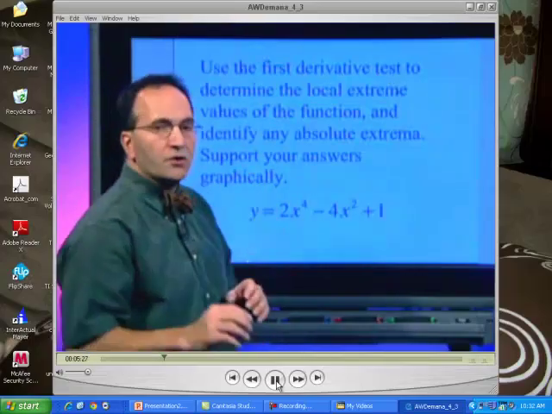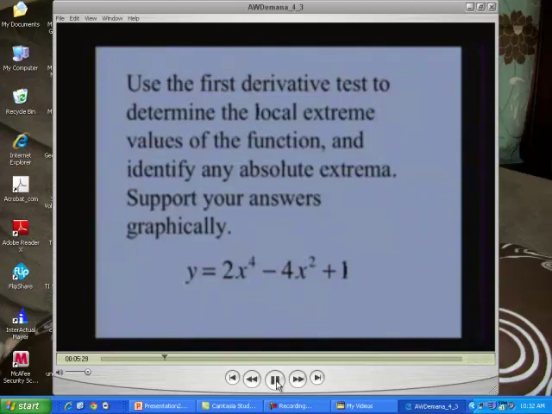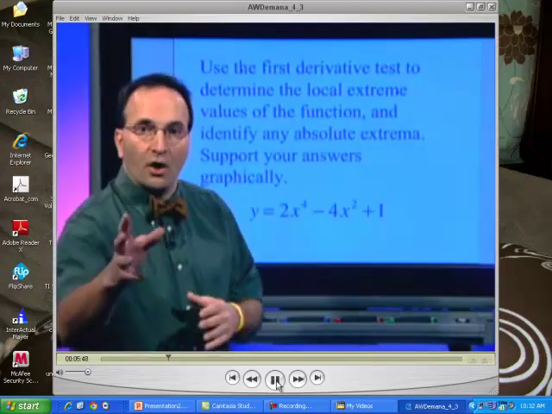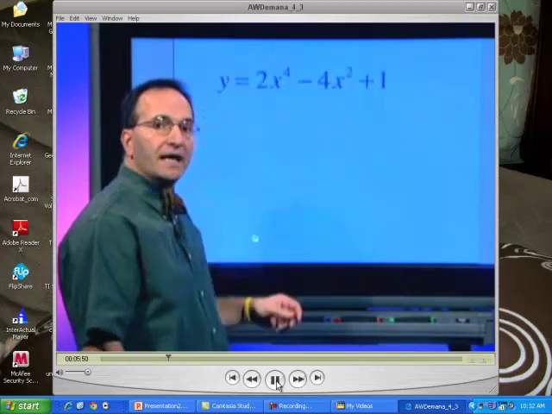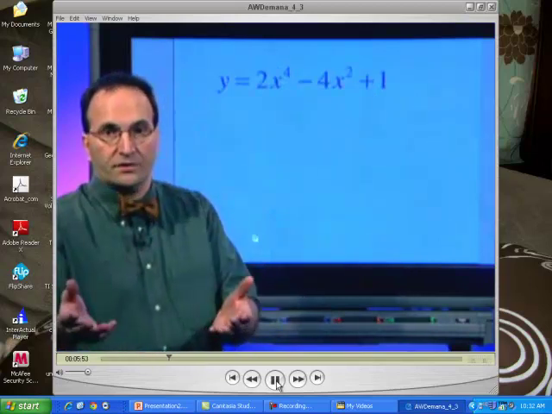Let's use the first derivative test to determine the local extreme values of the function and identify any absolute extrema, and support your answers graphically. What we have is y equals 2x to the fourth minus 4x squared plus 1. So we want to apply the first derivative test, which means we have to find the first derivative.